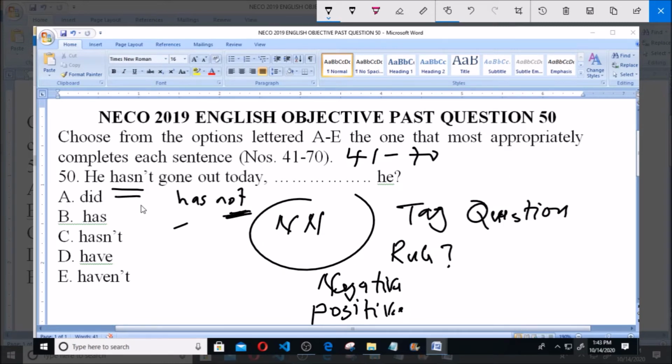A did, B has, C hasn't, D have, E haven't. So since in the statement we have a negative, then the correct option would be in positive form. The positive of hasn't or has not is has. So we can now say that he hasn't gone out today, has he. So option B is correct.